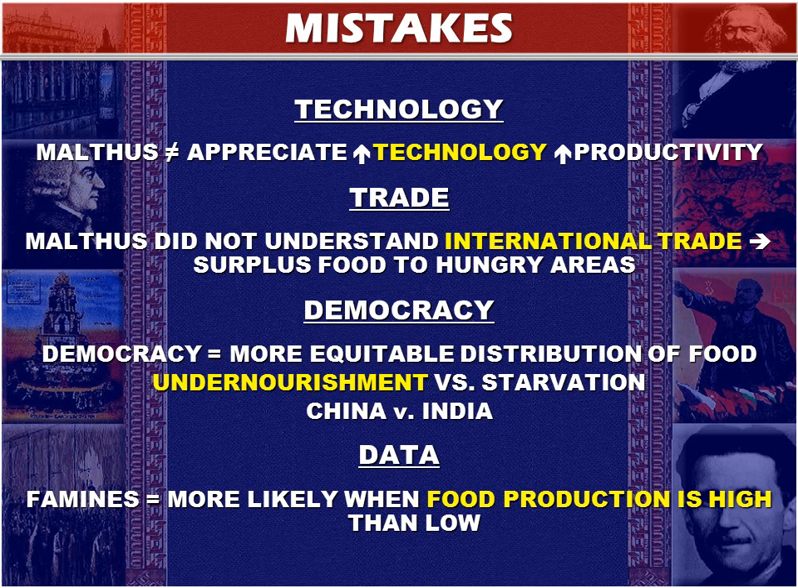And the last thing that Malthus got wrong is that I think he misinterpreted the data. And this is something we understand more now because we have a lot better data on famines and malnourishment and things of that sort. And famines are actually more likely when food production is high, not when food production is low.